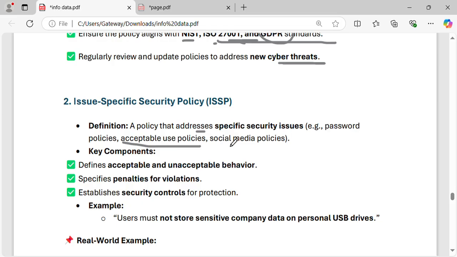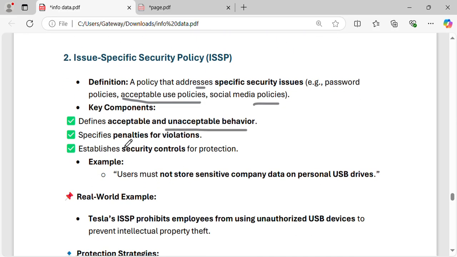And then we have social media policies: define acceptable and unacceptable behavior, specify penalties for violations, and establish security controls for protection. Users must not store sensitive company data on personal USB drives.